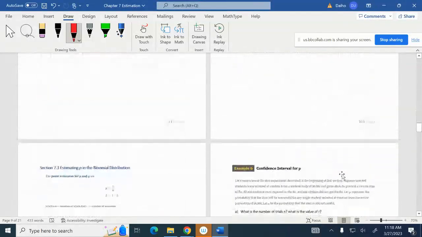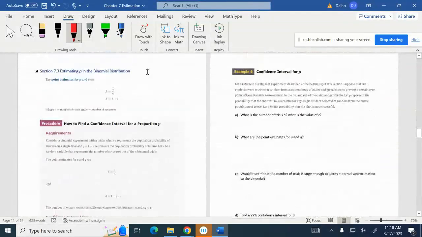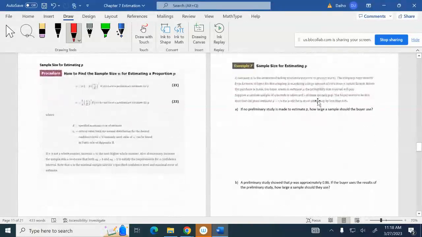And here was section 7.3, estimating the proportion, P, right? It's a P hat, Q hat, and the margin of error.